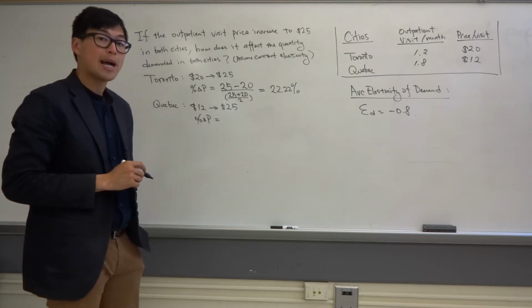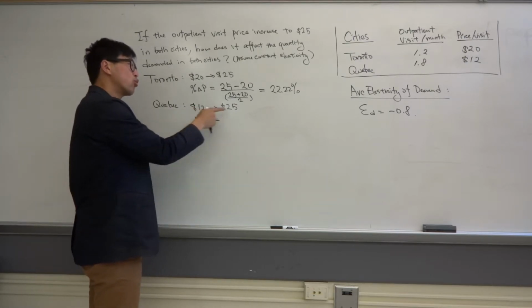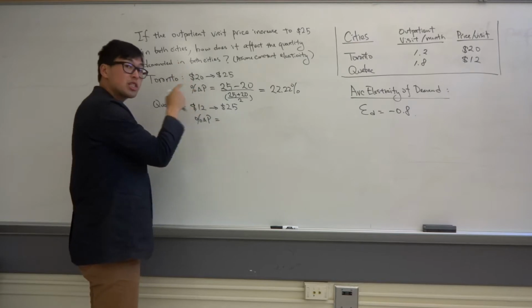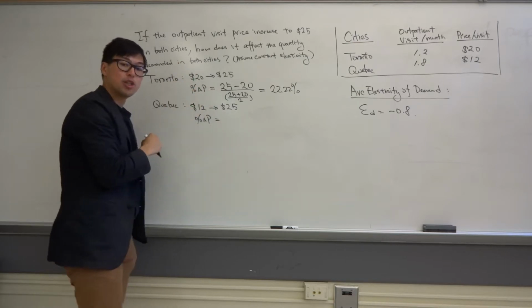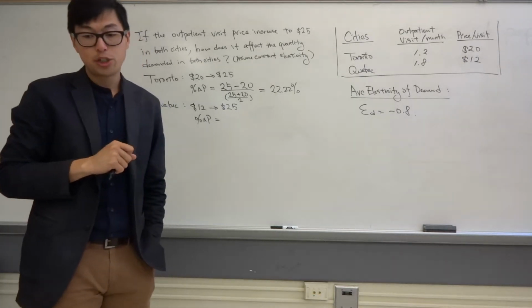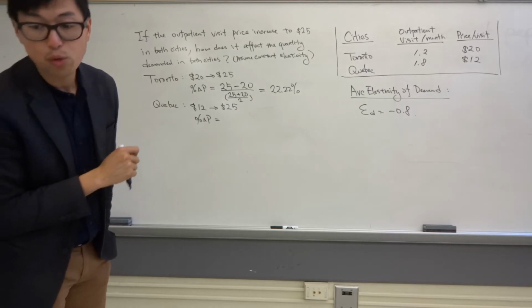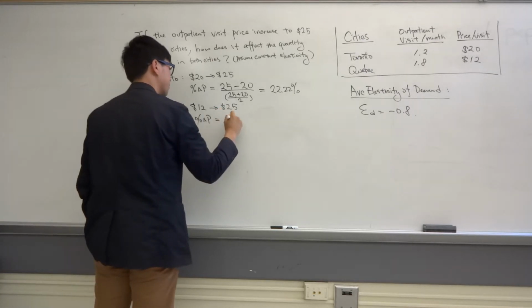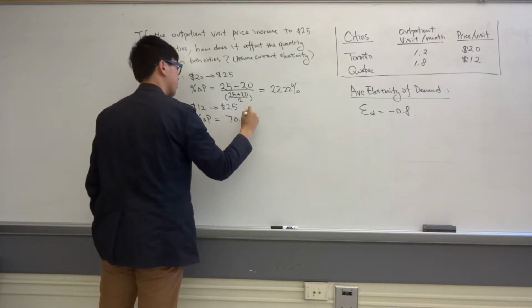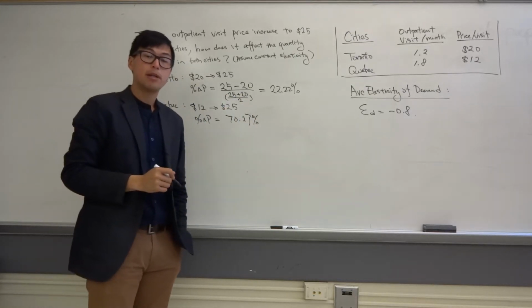Now, I will leave you the chance to calculate the percentage change in price for yourself in the case of Quebec. Quebec has the price changing from $12 to $25. You want to apply the same logic to this percentage change equation. The answer that I got for the percentage change in price is 70.27%. Let's see if you get the same result.